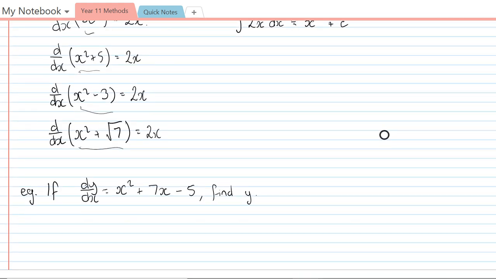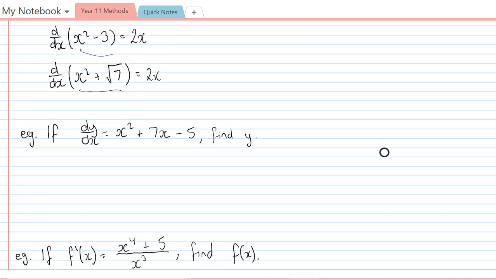Okay, so I'm going to have a look at a couple of problems now. The first one, if dy dx is equal to x squared plus 7x minus 5, find y. So to go from dy dx back to y, I need to anti-differentiate. So I'm going to write y equals the antiderivative of x squared plus 7x minus 5, and remembering to write the dx on the end of it. And when I anti-differentiate this, now what's x squared going to become?